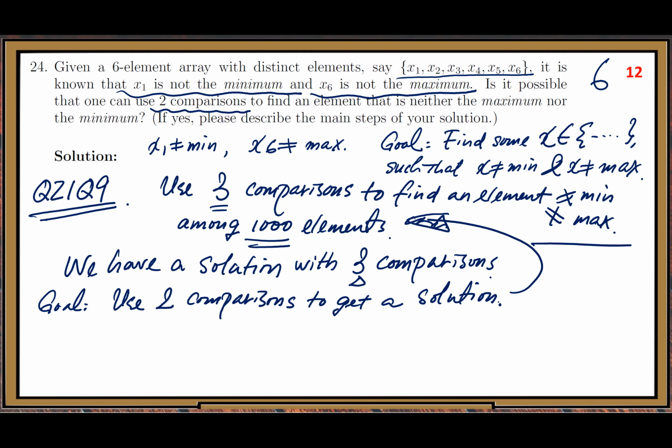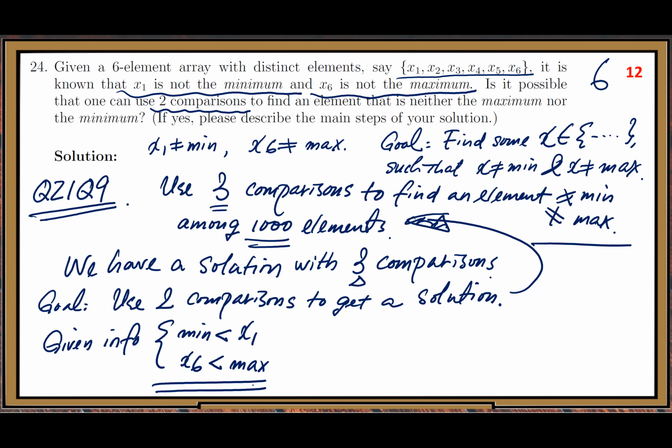You need to take advantage of the given info because it is valuable here. You should not throw it away. So what is the given info? The minimum is already less than x1 and x6 is already less than the max. Without comparison, you already have these two inequalities.